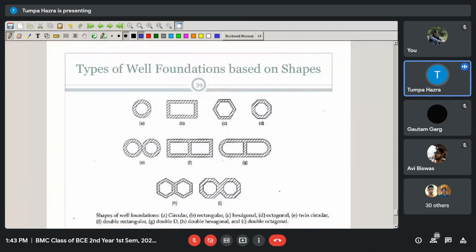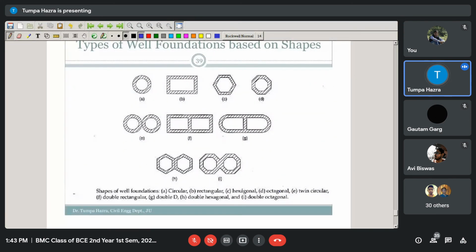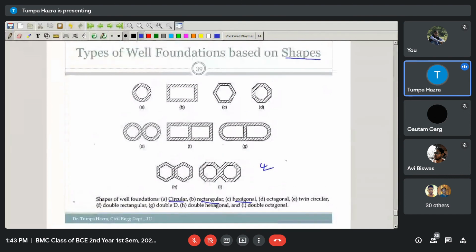Now depending on the shapes, the caissons or well foundations are of different types like circular, rectangular, hexagonal, octagonal, twin circular, then double rectangular, double D shape, double hexagonal, double octagonal, etc. Okay, these are the types of caisson foundations or well foundations based on shape.